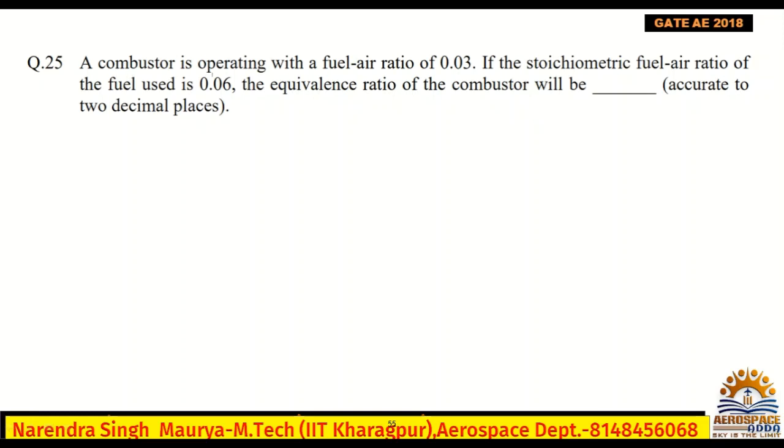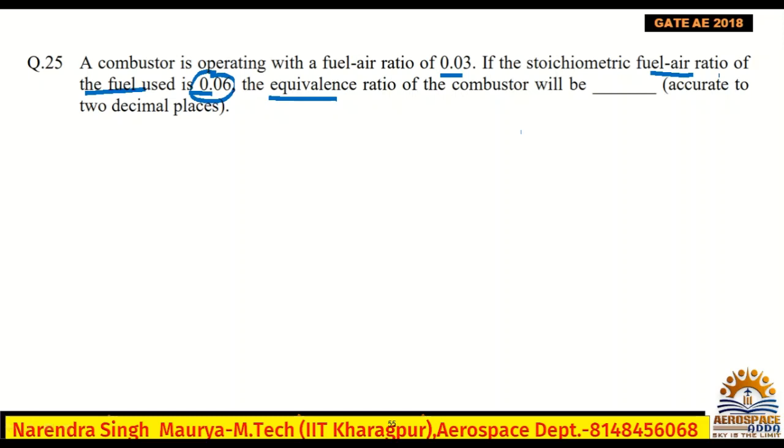Here they have given a combustor operating with a fuel air ratio of 0.03. If the stoichiometric fuel air ratio of the fuel used is 0.06, what will the equivalence ratio of the combustor be? Again, this is a formula based problem. The stoichiometric fuel air ratio is the ideal fuel air ratio.